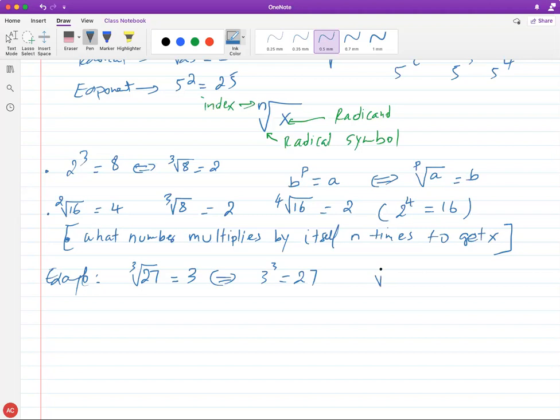What about this? 25. Nope. It would be a number that multiplies by itself 3 times.